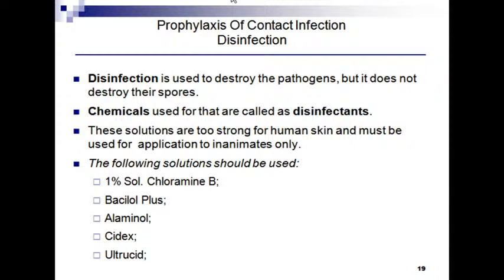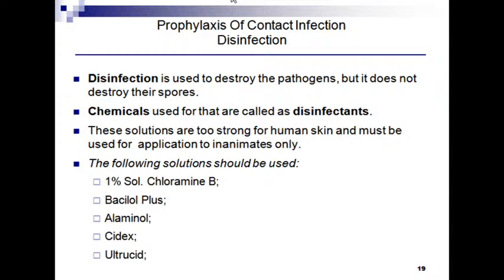The second step of prophylaxis of contact infection is disinfection. An already cleaned instrument should be disinfected to reduce the number of vegetative bacteria. Disinfection cannot destroy spores of bacteria but can greatly reduce the number of bacteria with chemicals, disinfectants. Disinfection is used to destroy the pathogens, but it does not destroy their spores. Chemicals used for that are called disinfectants.